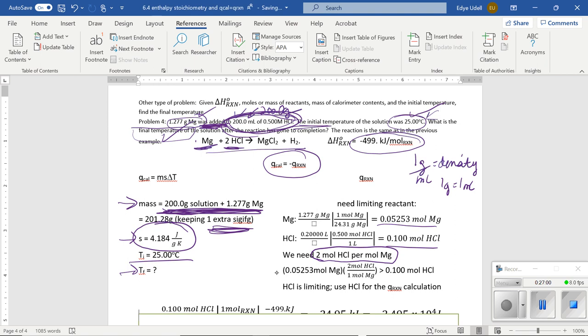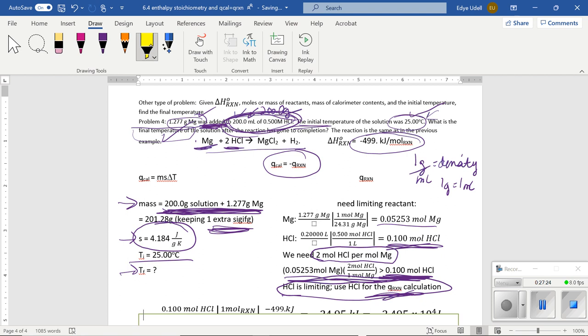So this is another way to do it. I can convert my Mg into HCl to see how many moles of HCl I would need. And this calculation shows I would need greater than 0.1 moles of HCl, which is all that I have. So HCl is limiting. I need to use HCl for the Q reaction. And my question mark is over here, so we're not starting on this side. We are starting with the Q reaction.